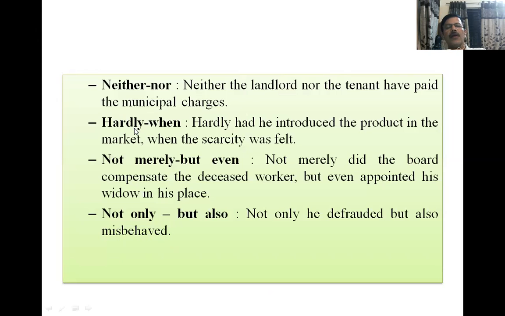Similarly, neither...nor, hardly...when, not merely...but even, not only...but also. This is very common: not only did he defraud but also misbehaved. So go through the notes once again. Definitely, it's very easy to understand.